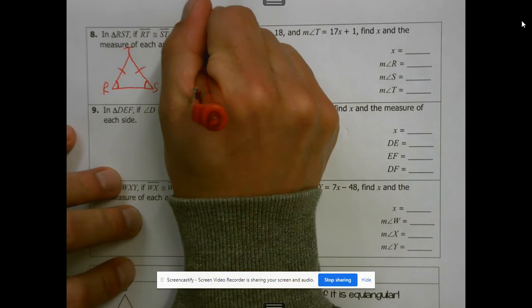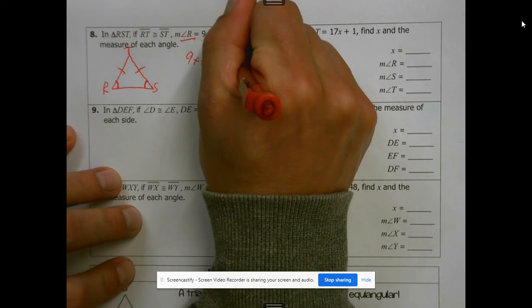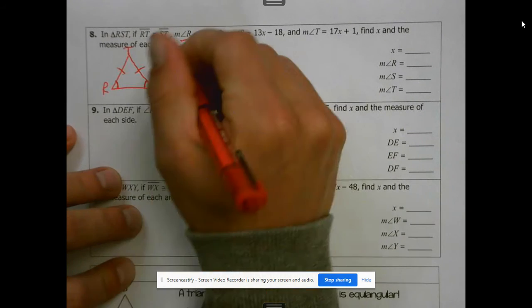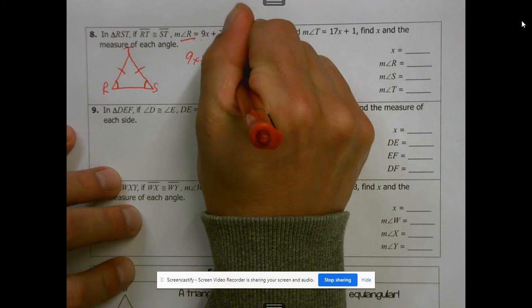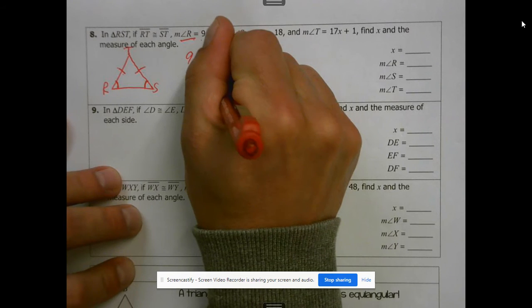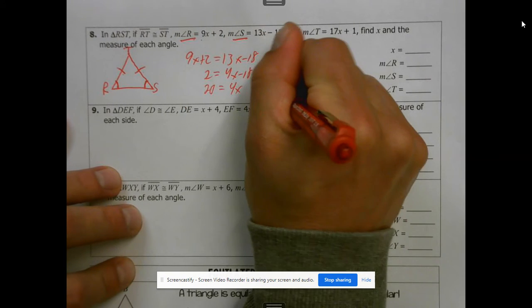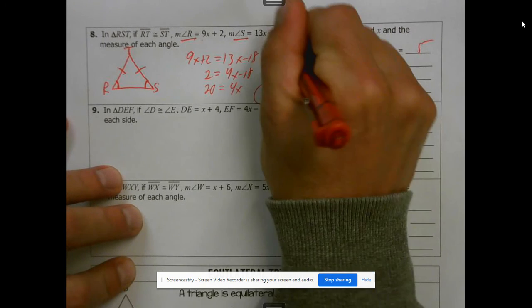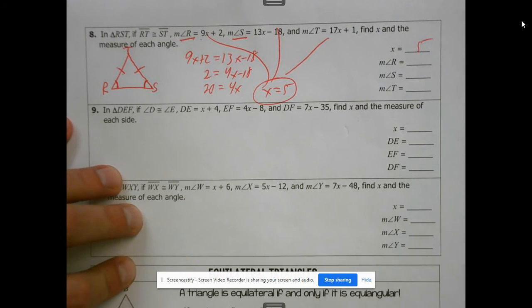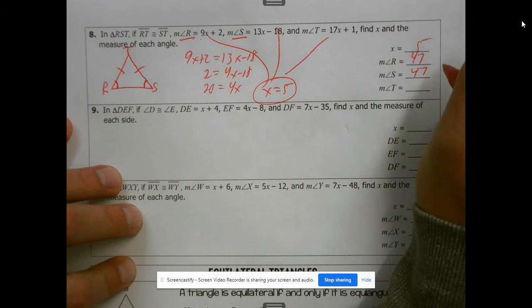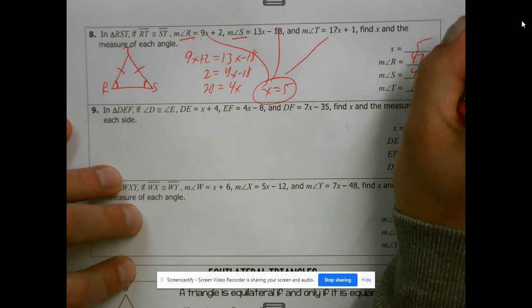So 9x plus 2 is 13x minus 18. Subtract 9x from both sides. Add 18 to both sides. And then 4 goes into 20 5 times. And then when you plug it back in to all the pieces, R comes out to be 47, S is 47, and T is 86.